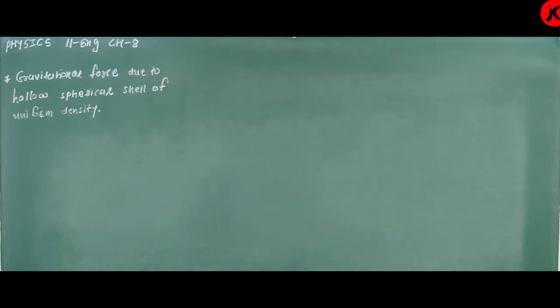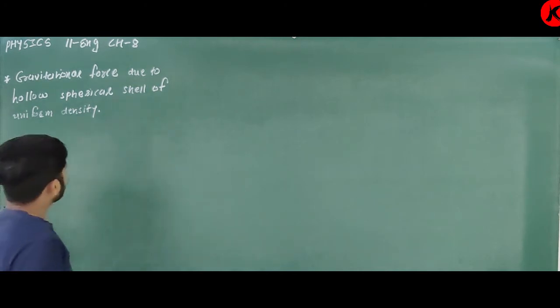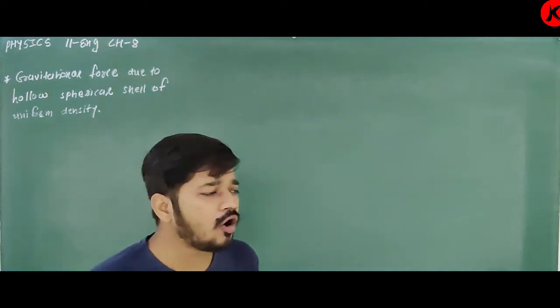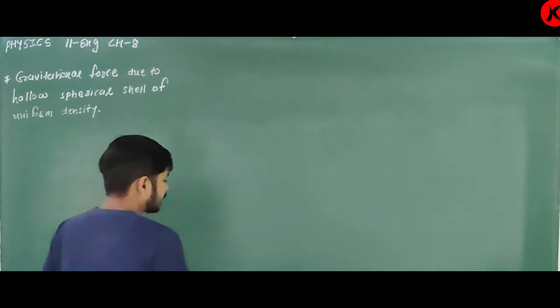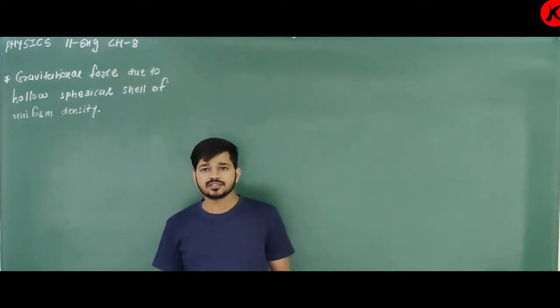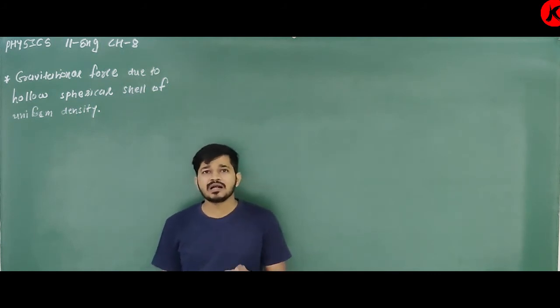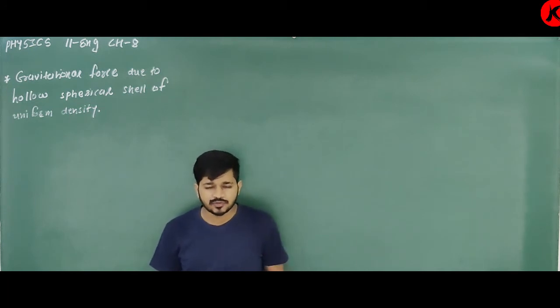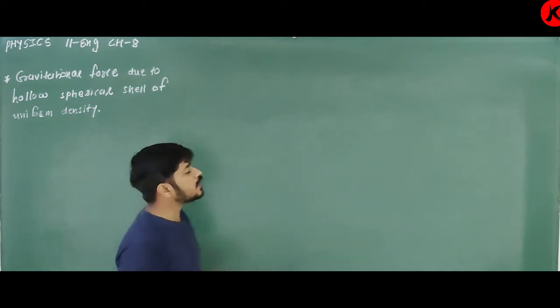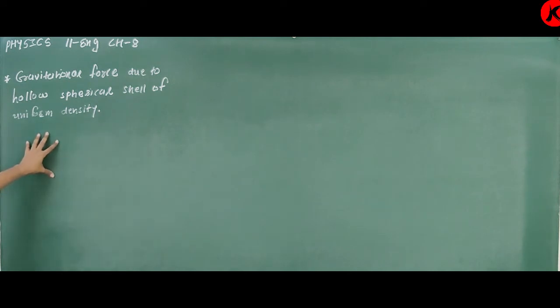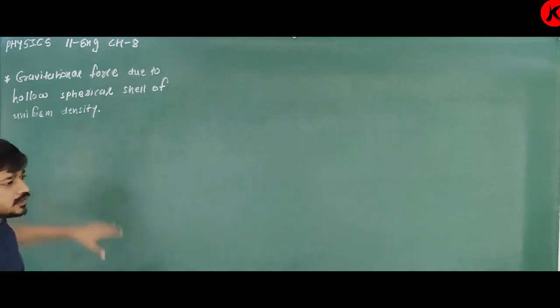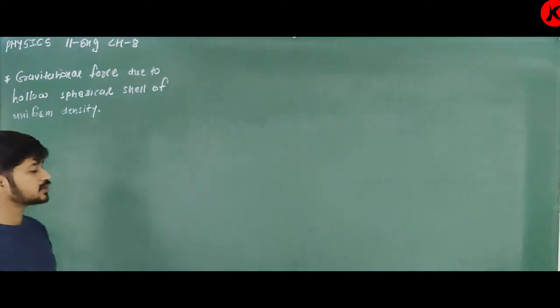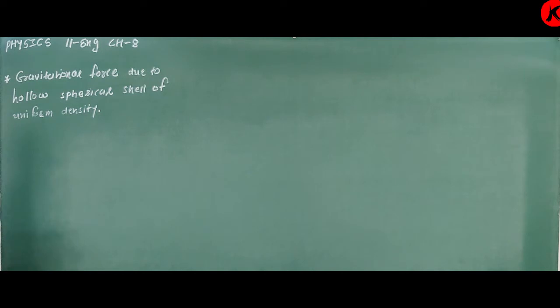Okay, now the next title is gravitational force due to a hollow spherical shell of uniform density. Yes, shell and sphere, they both are different. A shell means the mass is only on its surface. So if you are given a spherical shell, then how to find the attractive gravitational force? We will consider two cases.